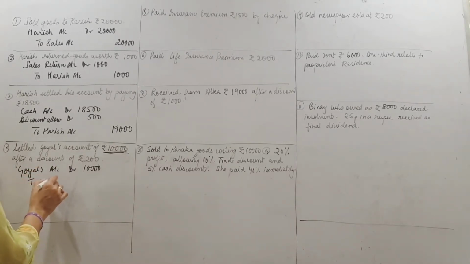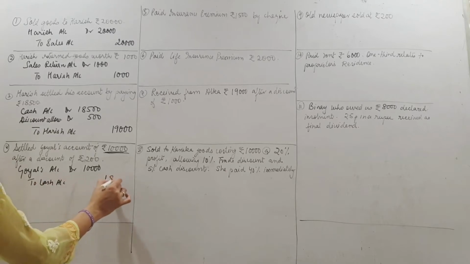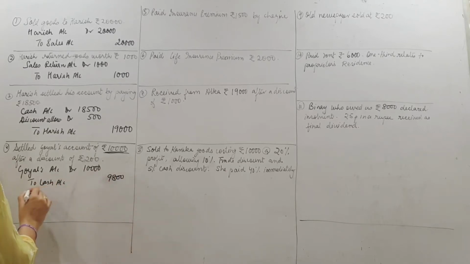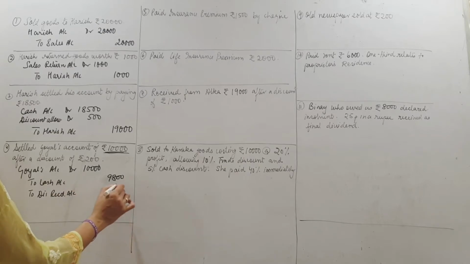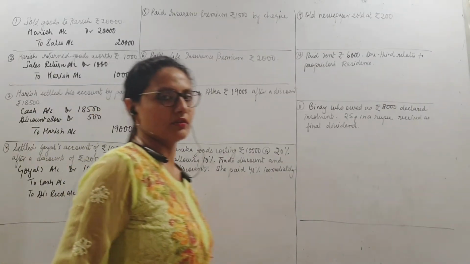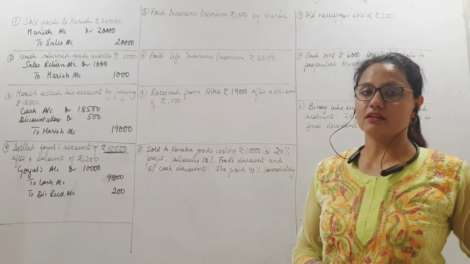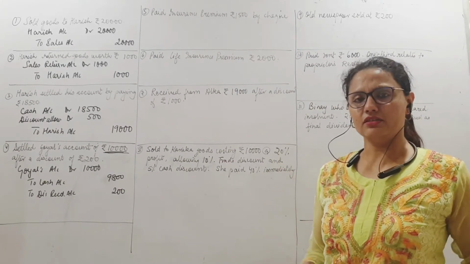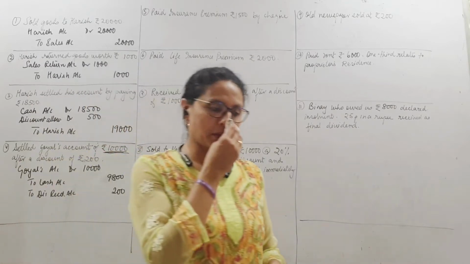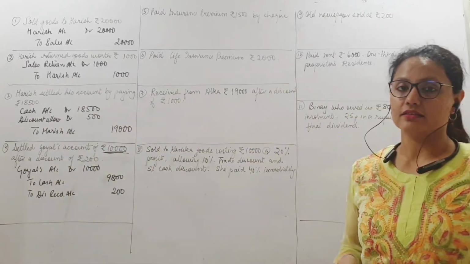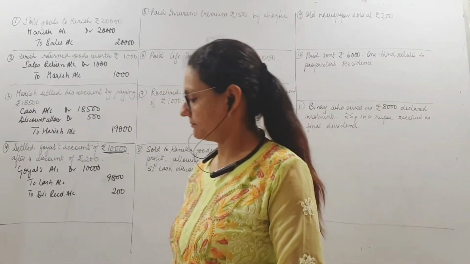To cash account because I am paying 9,800. To discount received. This is an income for me. All incomes to be credited. So narration being Goel's account settled at a discount. Finish. Clear? So here please be very careful about whether to add that amount or subtract that amount while paying.